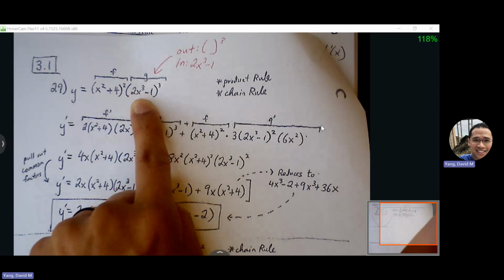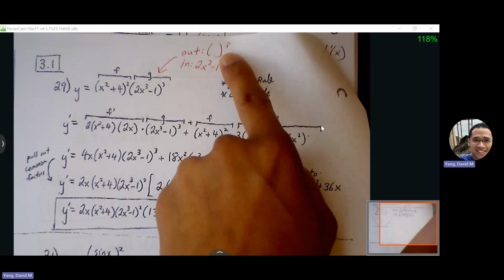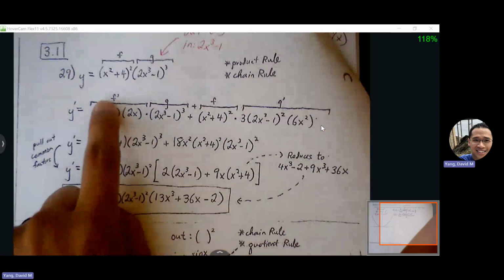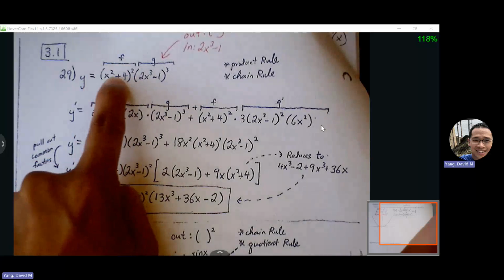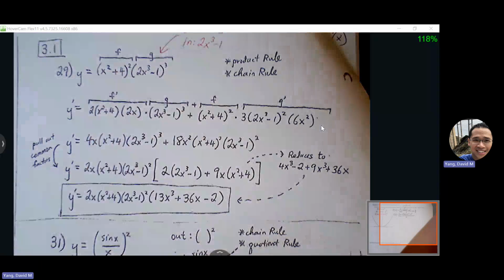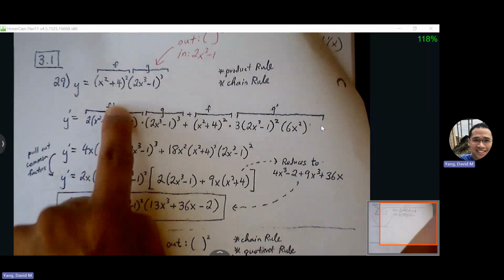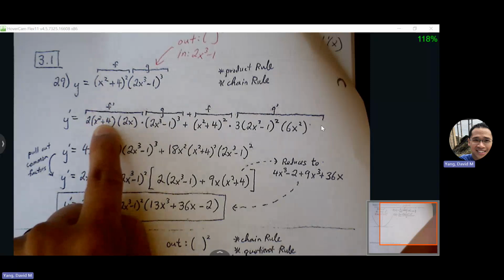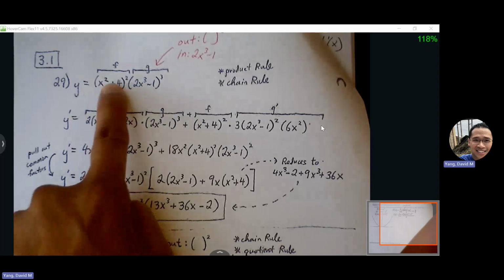So for instance, this 2x cubed minus 1 cubed is really parentheses cubed and 2x cubed minus 1. So let me just go through each of the derivatives here. So f prime, I'm going to leave it in this form. There's an outside and inside portion. I have parentheses squared as the outside and the inside being x squared plus 4. So my outside derivative is just 2 parentheses to the first power times the inside function's derivative, which is 2x. So that takes care of f prime.